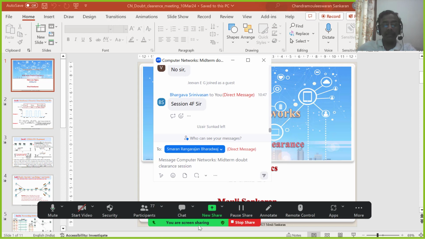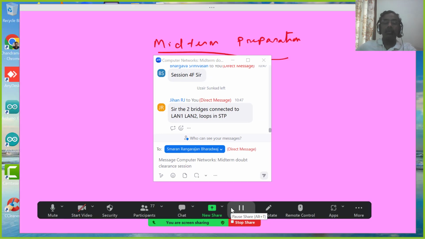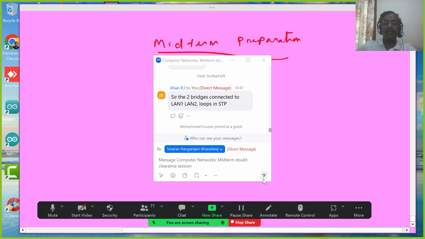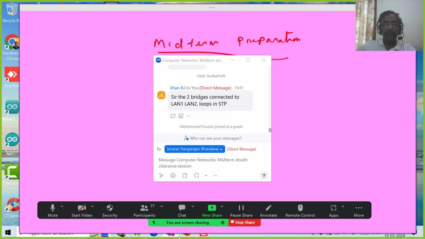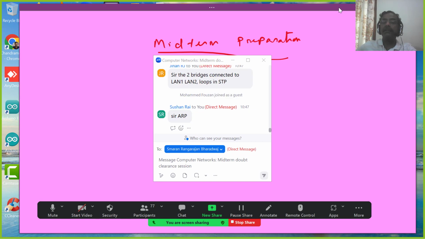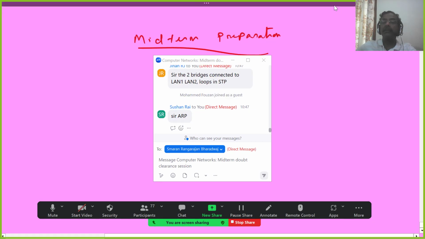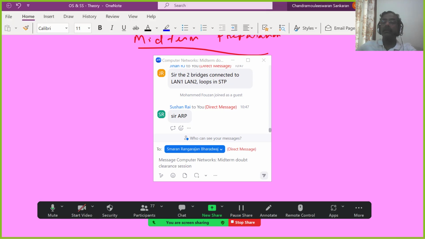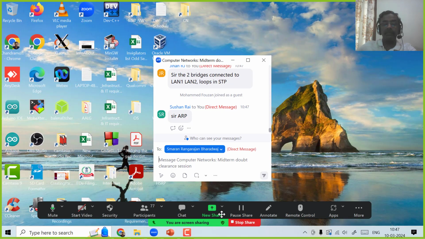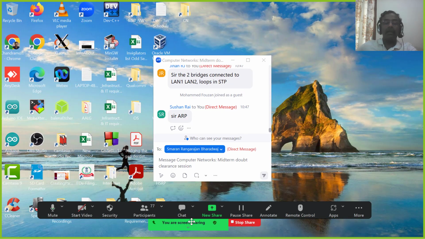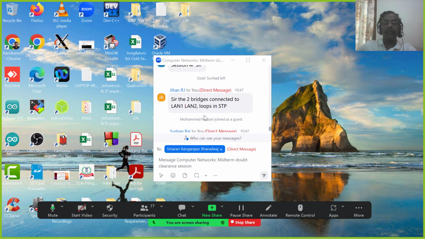Okay, let me see. One second. The two bridges connected to LAN 1, LAN 2 loops in STP. Oh, that one. Okay. Let me see whether this is required or not. I will close this OneNote because it is slowing down the entire PC. Okay, I got ARP. ARP is important. I am planning to cover it.